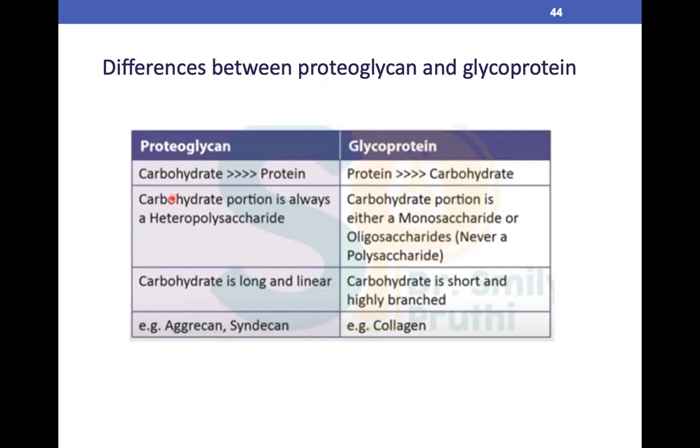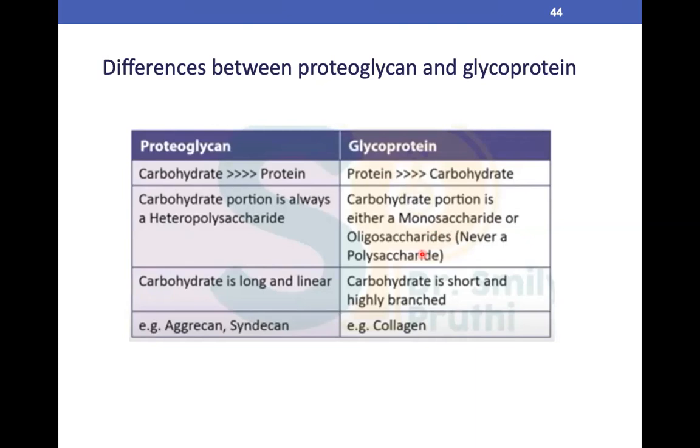So yeah, that's the difference between proteoglycan and glycoprotein. Glycan is a carb. You can imagine that they're going to be heteropolysaccharides because if it's more carbs, it's more likely that you're going to have a variety of carbohydrates. And it's the opposite of glycoproteins. Glycoproteins are proteins. And so it's usually the carb component is smaller, right? It's just like monosaccharides or oligosaccharides.